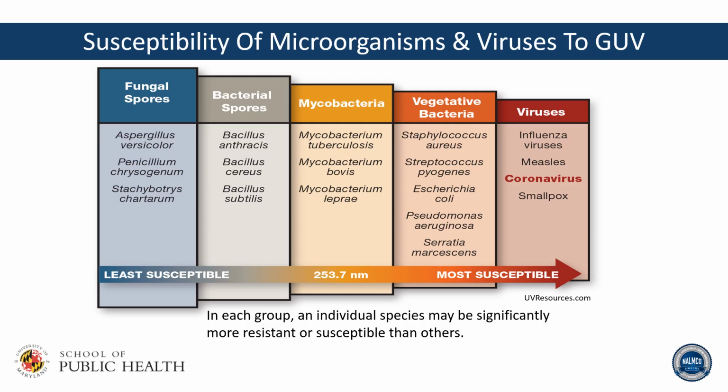In between, we see bacterial spores, mycobacteria, and vegetative bacteria, and so these organisms are ordered from least susceptible to most susceptible. So again, it is not one size fits all, but depending on the microorganism or virus, the level or amount of germicidal ultraviolet delivered determines the speed of inactivation of the respective microorganism or virus.